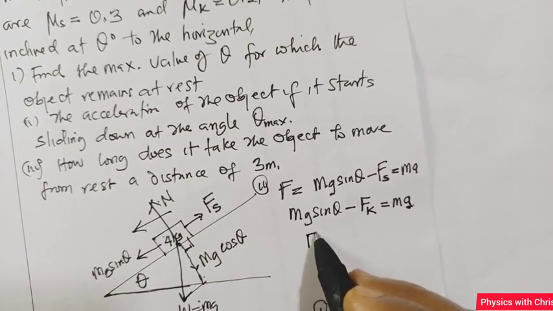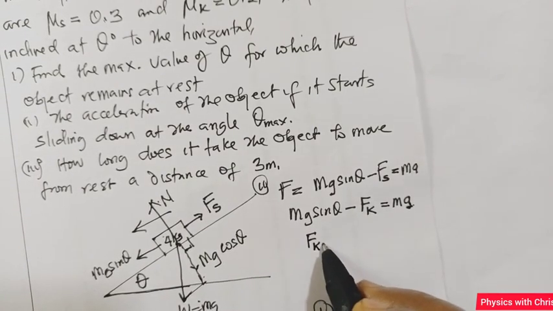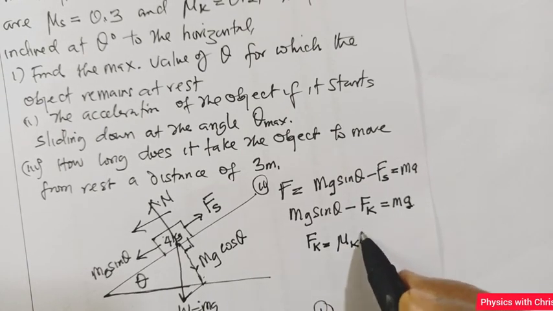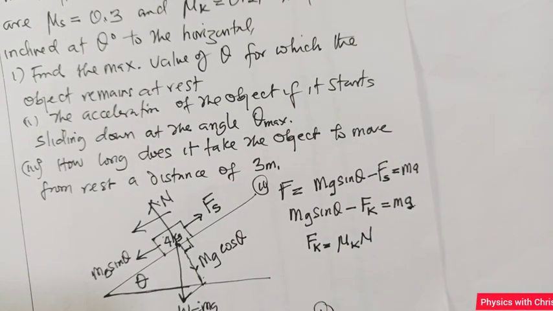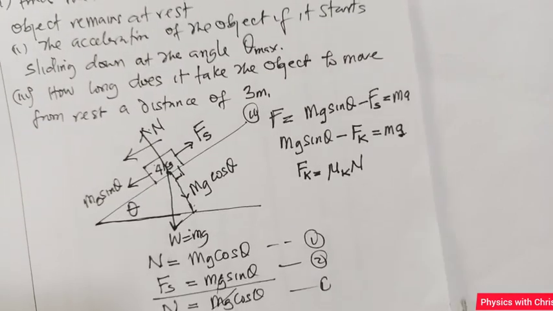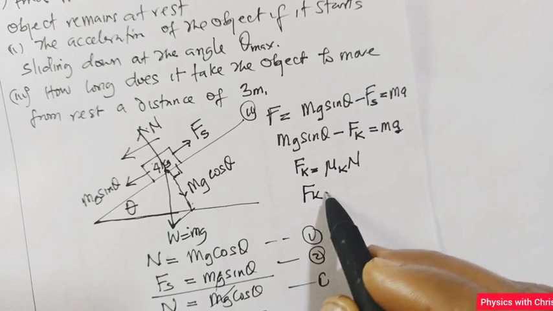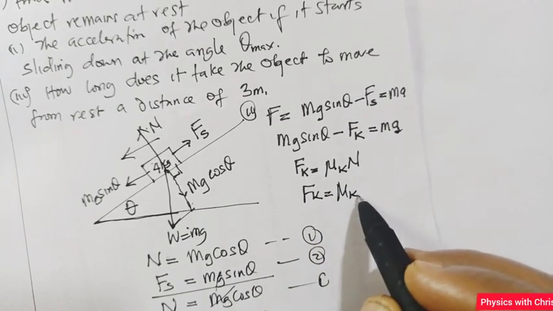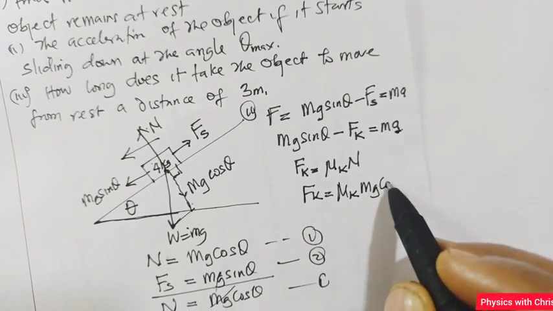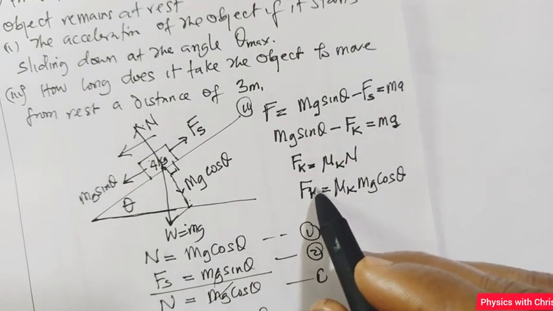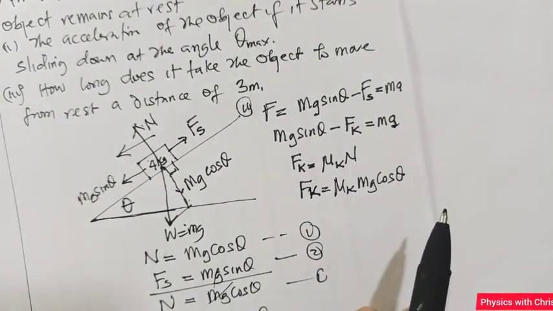Now, my Fk, which is the kinetic frictional force, is given as mu k times the normal reaction. The normal reaction is equal to mg cos theta. That gives me Fk equals mu k times mg cos theta. That's my frictional force, which we also call the kinetic or the dynamic frictional force.